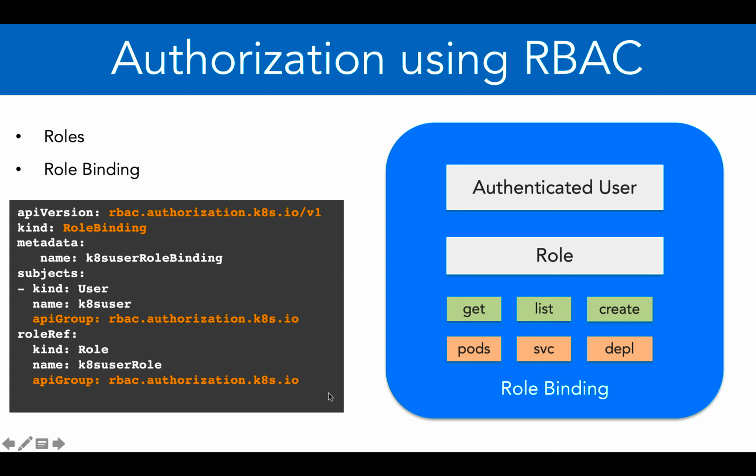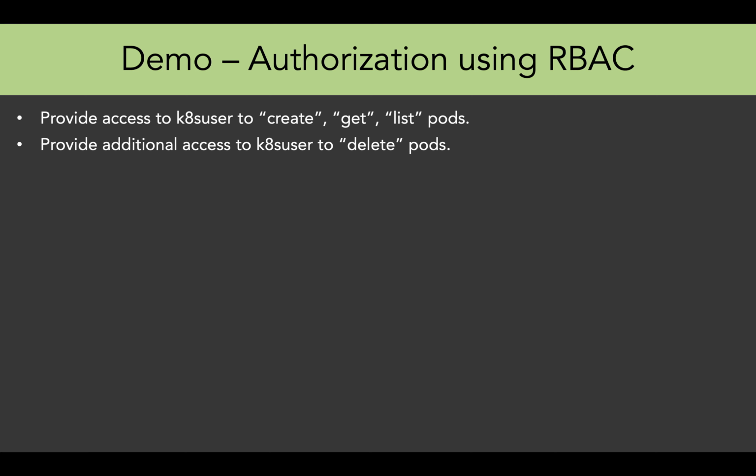And API group says as is, don't change it. So after this is done, we associate the user with the permission which is there in the role. So let's go ahead and see a demo. We'll provide access to KTS user so that it can create, get and list pods. And then we'll provide additional access to KTS user to delete pods.